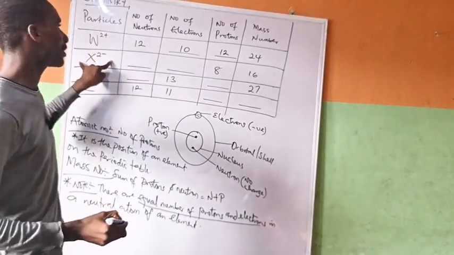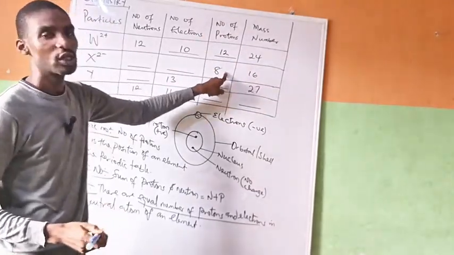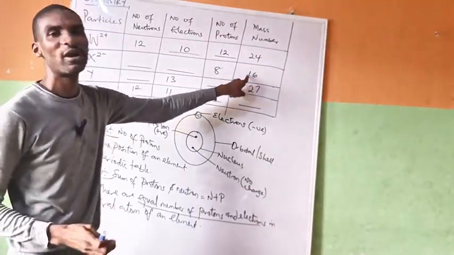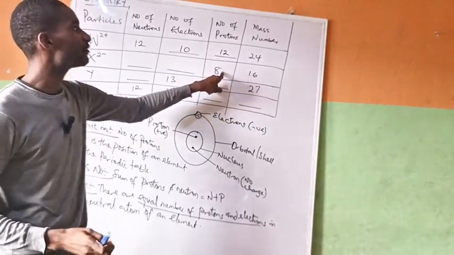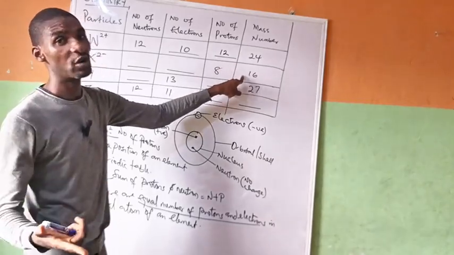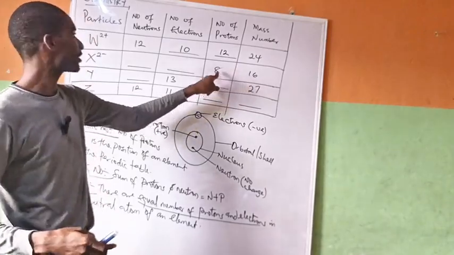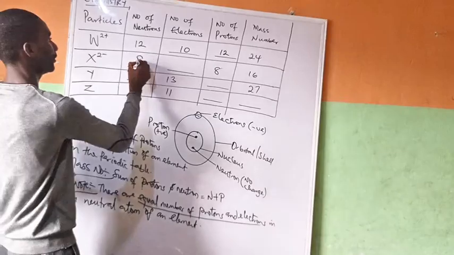Right. Now let's come over here. We have the mass number here. We have the number of protons. So let us get to know the number of neutrons. Remove protons from mass number to give you the number of neutrons. So there are 8 neutrons. That's 16 minus 8, which is 8 neutrons here.